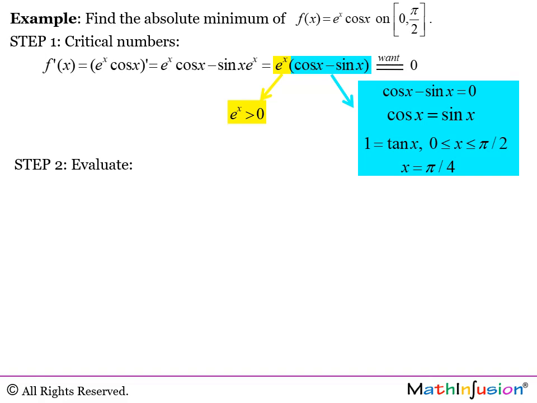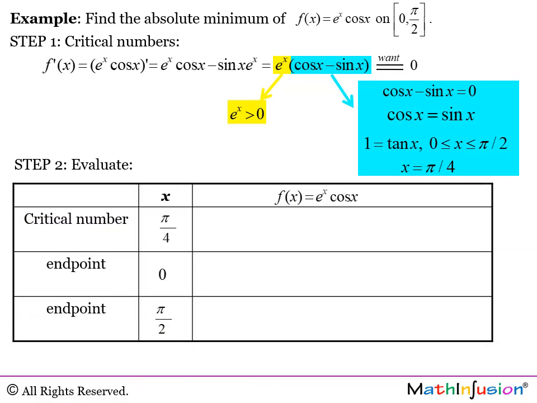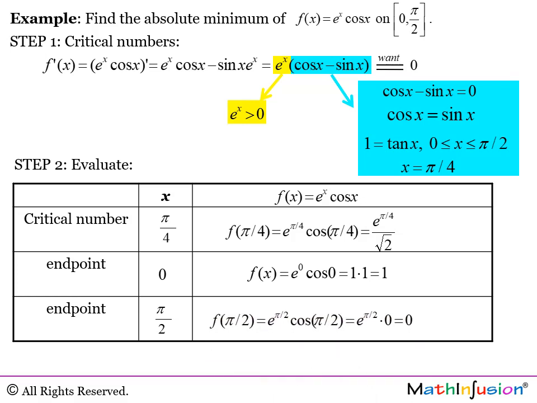Step 2. Let's fill in the chart. We have one critical number, pi over 4, and two endpoints, 0 and pi over 2. We are going now to substitute for the x. Here we get that. At 0 we get 1. And here we get 0 because cosine of pi over 2 is 0.